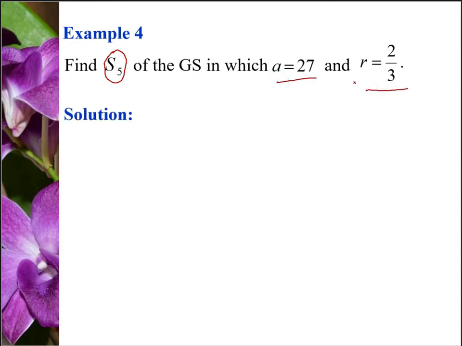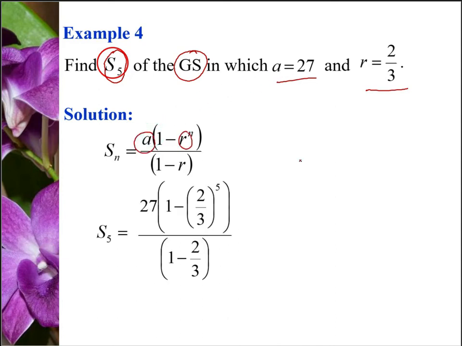To solve this question, we know what is the geometric sequence formula for sums. Just write the formula of the sums, and then we just have to substitute in the values of a and r into this formula. So after you have substituted, you just have to press your calculator and find the answer. So this is your final answer.